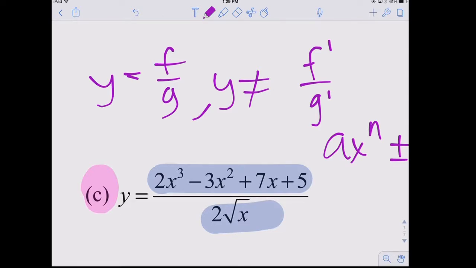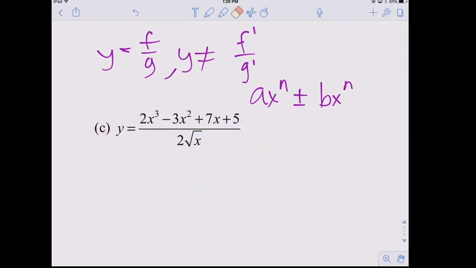So what we have to do is somehow rewrite this so that we have multiple terms that are all of this form. Anybody have any kind of algebraic way to accomplish that?